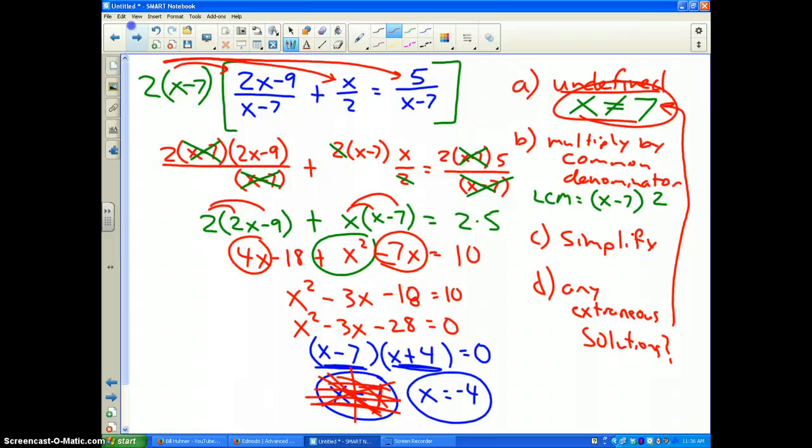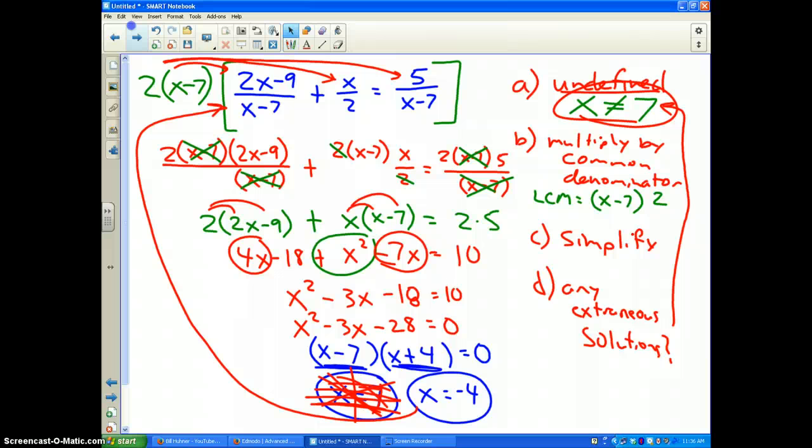So I better plug negative 4 back in and see if it works. And I really, really hope it does. And I bet if you plug negative 4 back in, and for the sake of time on this video, if you plug negative 4 in for all the x's, I believe that you will find out that it does work and will solve our problem. And that, people, is how you solve rational equations involving adding or subtracting.